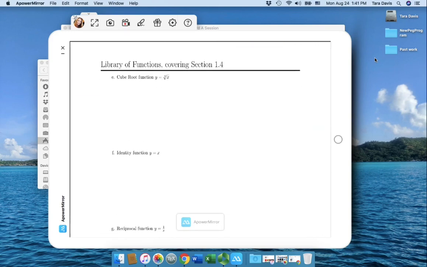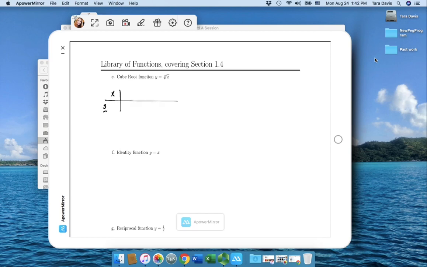Okay, so the next function in the library of functions that I want you to be familiar with is the cube root function. For the cube root, I can take the cube root of positive and negative numbers. It's different from the square root in that way.